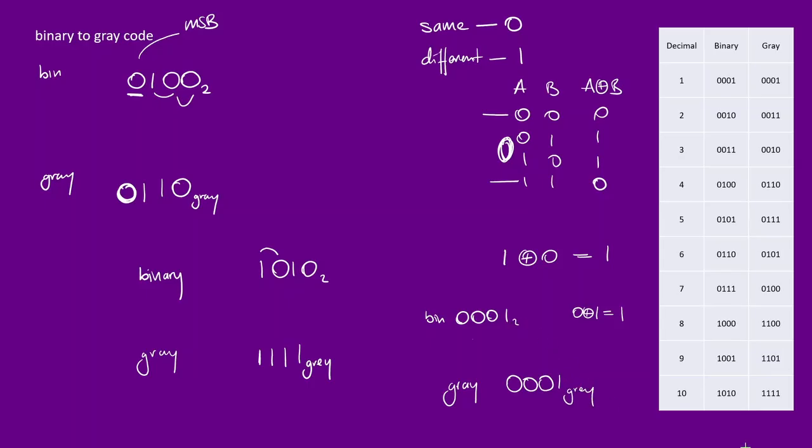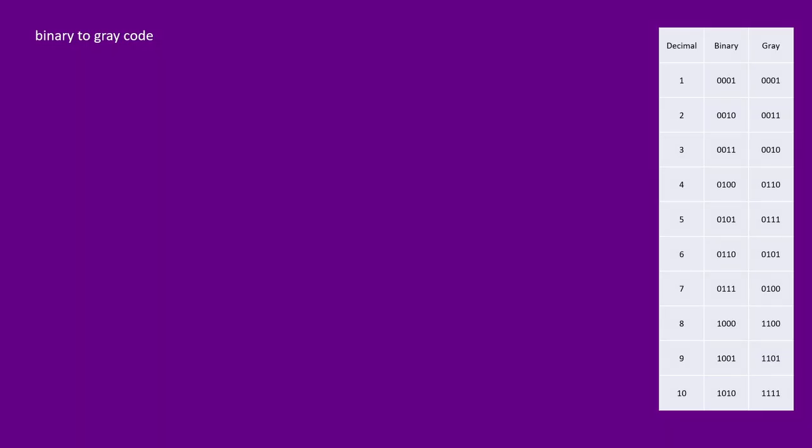So 1 is the same in both of them. So you can see that although the concept does look kind of difficult, understanding gray code is pretty cute.